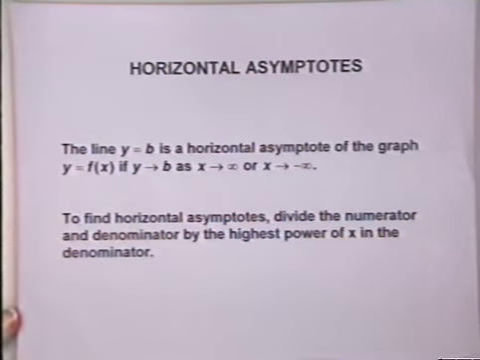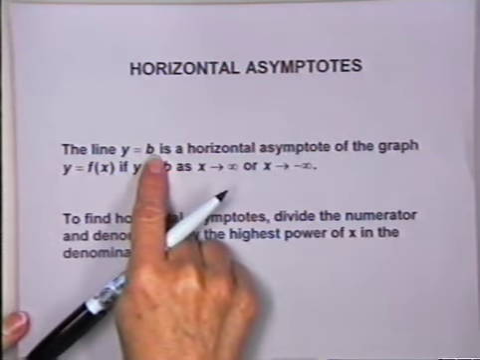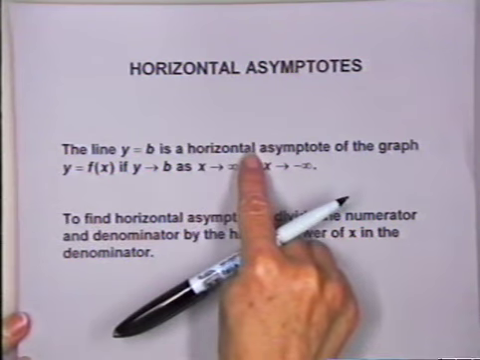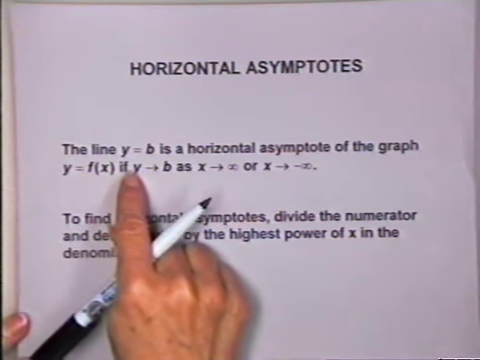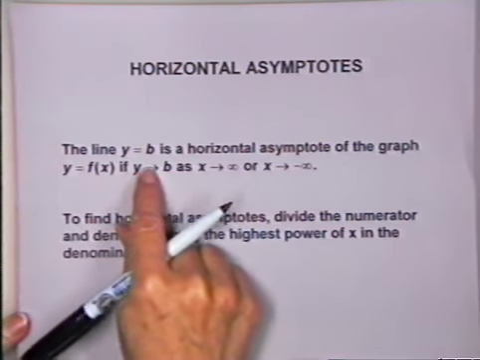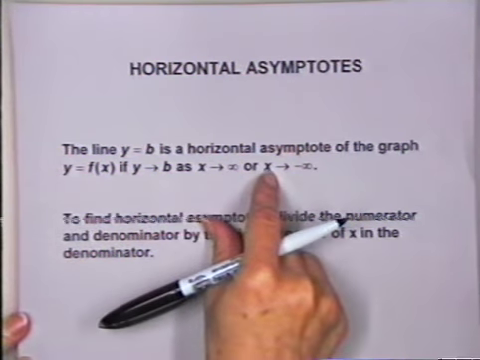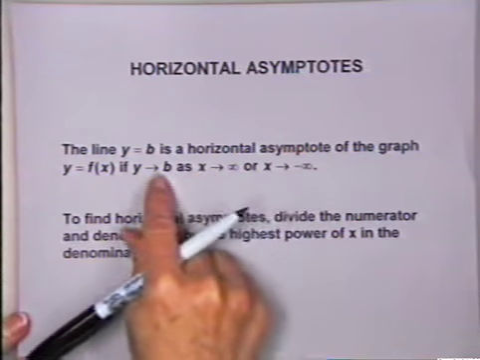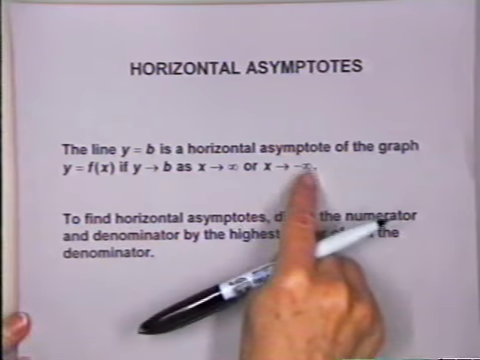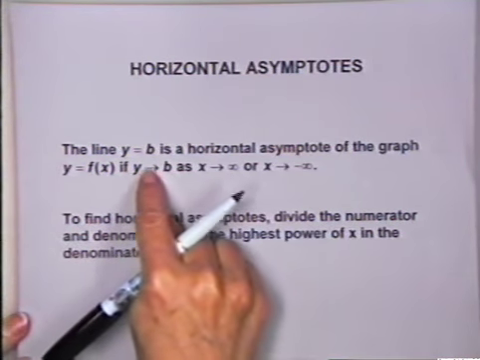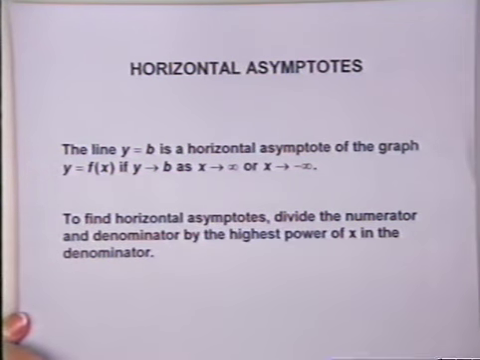Now, horizontal asymptotes. The line y equals b, notice this is a horizontal line, isn't it? The line y equals b is a horizontal asymptote of the graph y equals f of x if y approaches b as x approaches either positive infinity or negative infinity. So this is saying as x goes to the right on my graph or to the left, getting bigger and bigger in absolute value, is my y value getting closer and closer to some designated value? If it is, then I have a horizontal asymptote there.